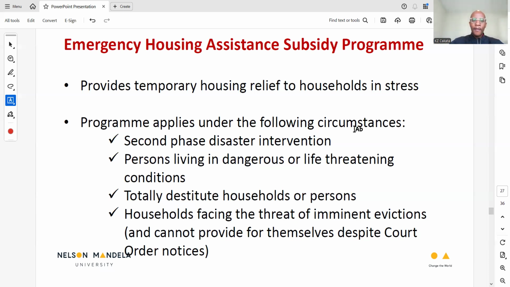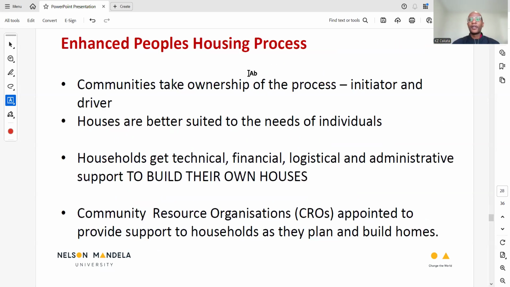The program works under simple circumstances. It's basically a second phase of disaster intervention after the first phase of moving people out of there: persons living in dangerous or life-threatening conditions in areas that are environmentally untenable, totally destitute households where someone is found to be living in really deplorable conditions, or households facing the threat of imminent eviction who cannot provide for themselves despite court order notices, or even people that are rightfully evicted and are in an emergency situation. But largely this is usually linked to disaster situations. So this is all still part of the incremental housing programs.